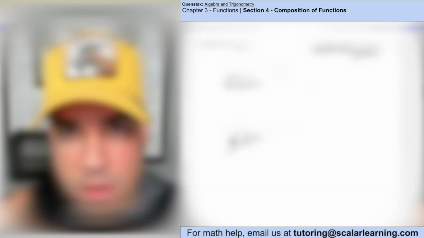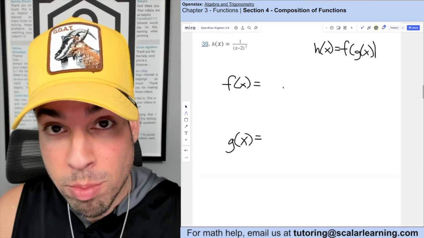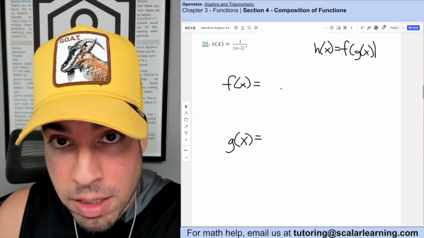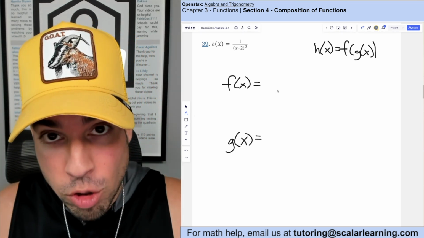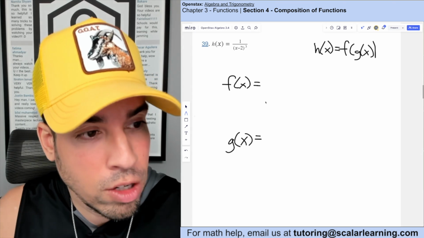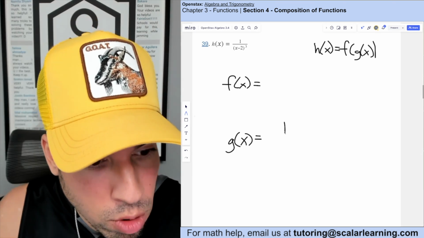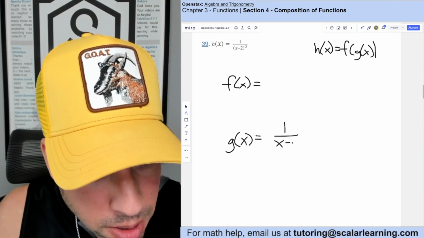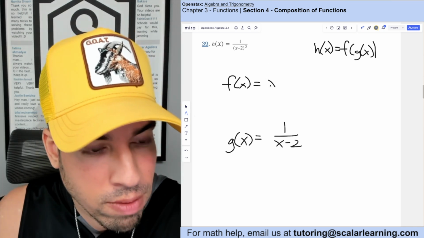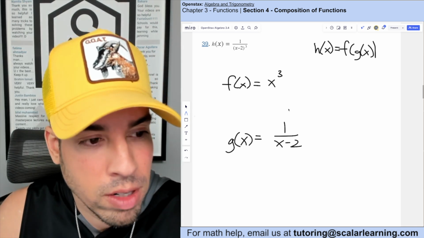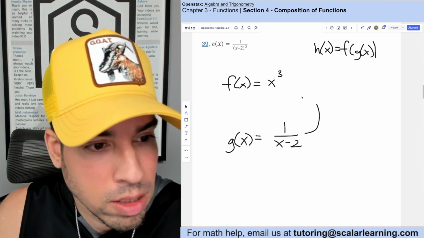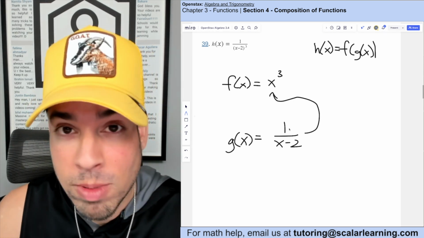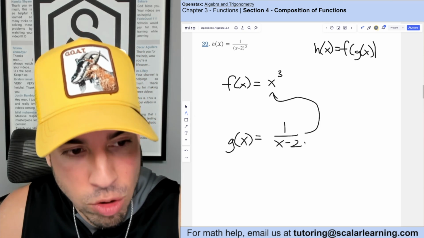Boom, done. So for this one, I'm going to follow along with the answer provided in the back of the book. But I want to talk about a different answer that kind of makes a little bit more intuitive sense to me. But here we go. For the back of the book, we have 1 over x minus 2. And then up here, we have x cubed. Now, this is very accurate because if I plug this in for x and I cube it, right, 1 cubed is going to stay 1 on top. And then we're going to have x minus 2 cubed on the bottom.